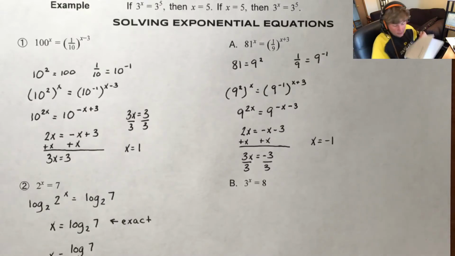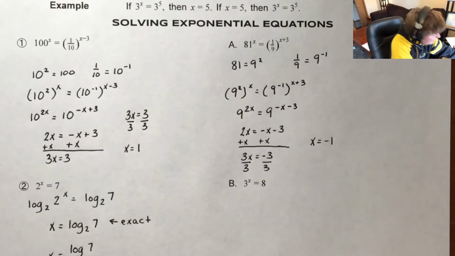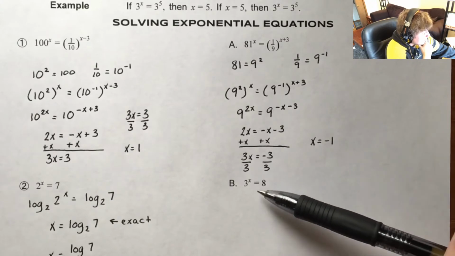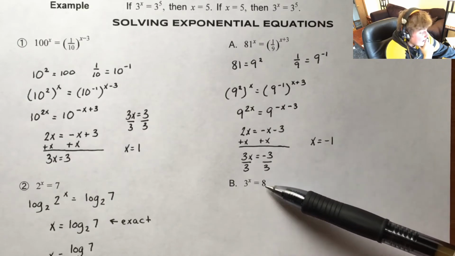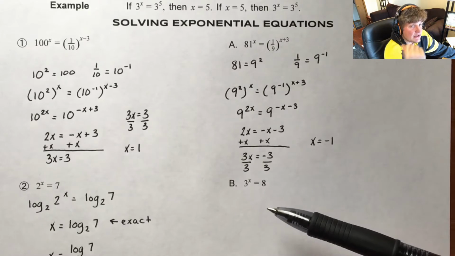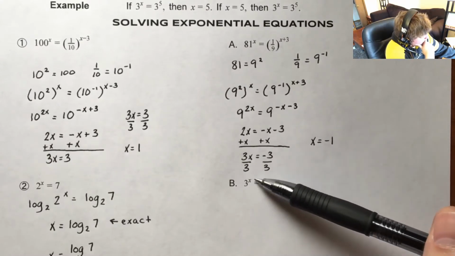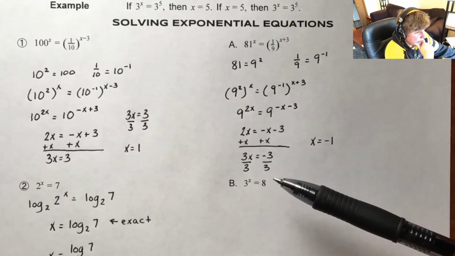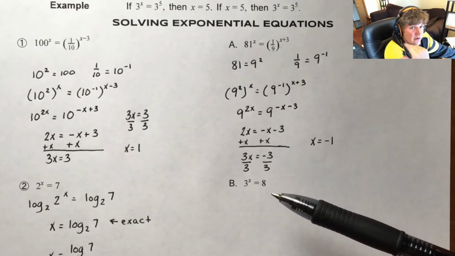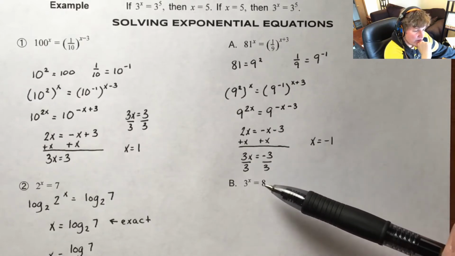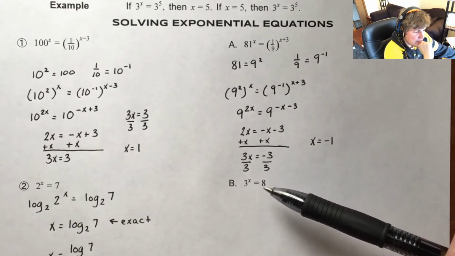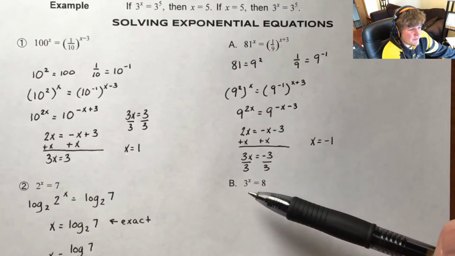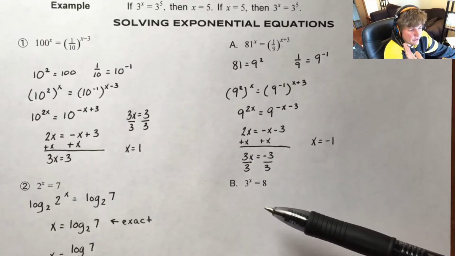Okay, so the next one, 3 to the x power is equal to 8. As I'm looking at these, I want to know whether or not I can rewrite 3 and 8 so that they have the exact same base. So 3 to the x power, 3 is really only a power of 3. It's not a perfect cube or square or fourth power or anything like that. And so 8, you want to see if you can rewrite 8. Well, you could rewrite 8 as 2 to the third power, but then I have a base of 3 and a base of 2. And that's not what we're looking for.